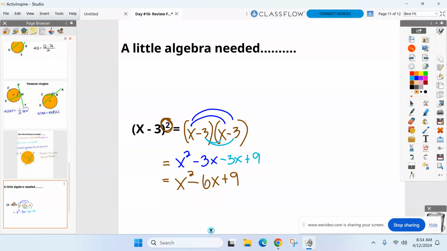Can you go to your packet now for me, please? Let's go to your packet. I do want to do 1 question from the review, just to see how we're doing. Go to number 7 on the review. You guys can start labeling your diagram with the givens, and then we'll talk.